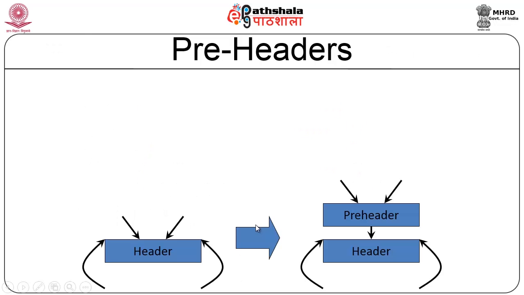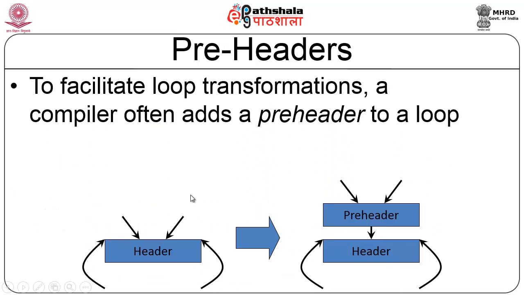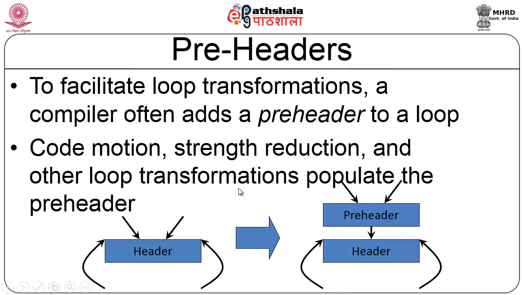Now there is a concept called pre-header and header. To facilitate loop transformations, a compiler often adds a pre-header to a loop. The first basic block is called the header. In addition to that, one more block is added just above the header, which we call the pre-header. The pre-header is typically used for code motion or strength reduction. It's part of your loop optimization.